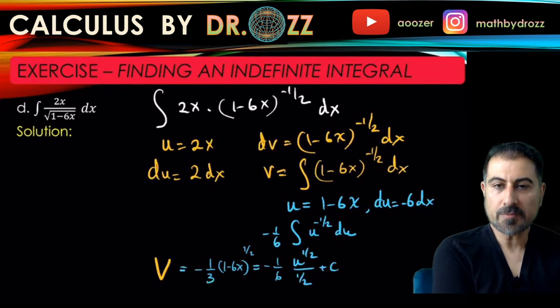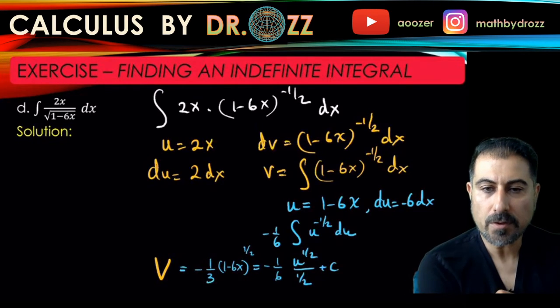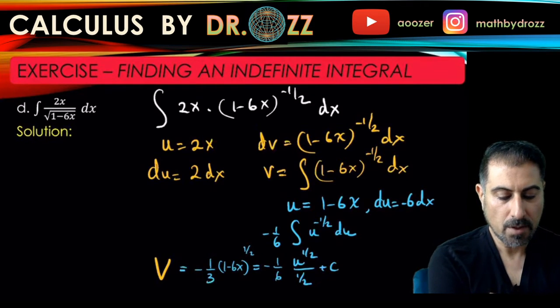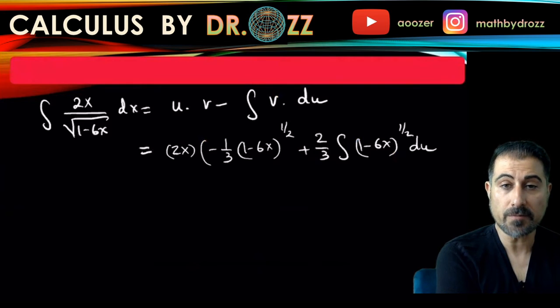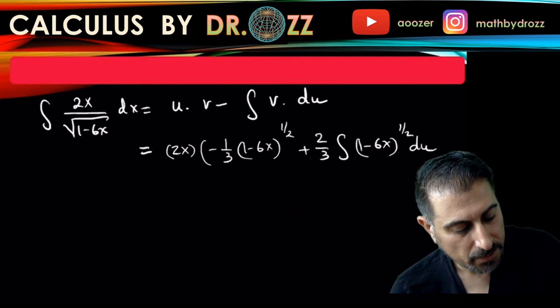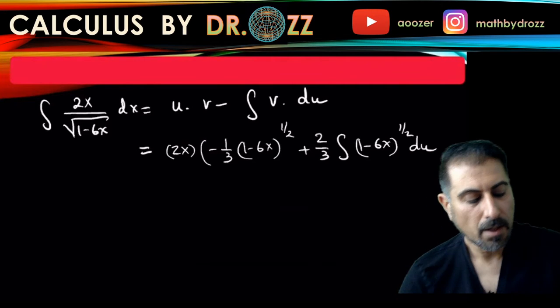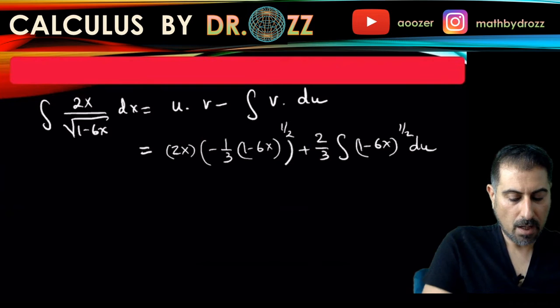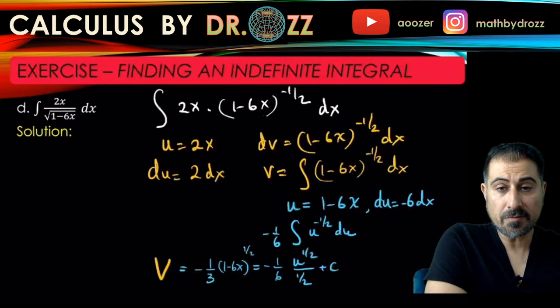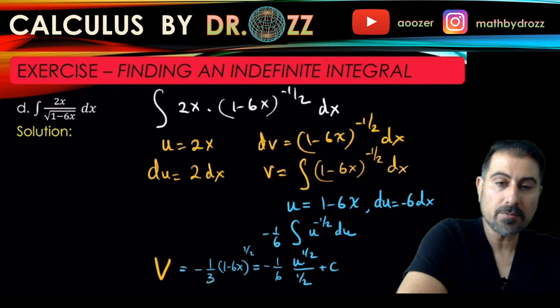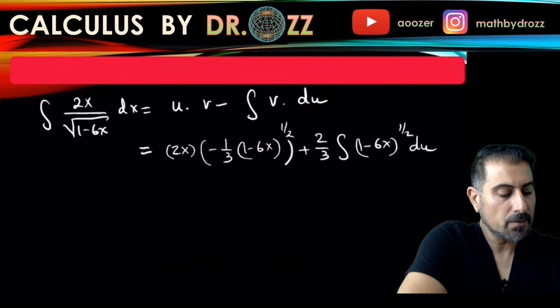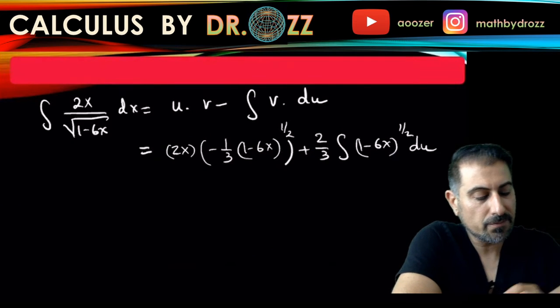So u times v is going to be 2x times negative 1/3 of (1 minus 6x) to the power of 1/2. Here we go, I just copied that down here. Let me put parentheses here. Minus the integral of v du. So you have another minus sign with v. It's 1/3 times (1 minus 6x) to the power of 1/2 times 2. That makes it 2/3 pulled out, and then the integral of (1 minus 6x) to the power of 1/2.